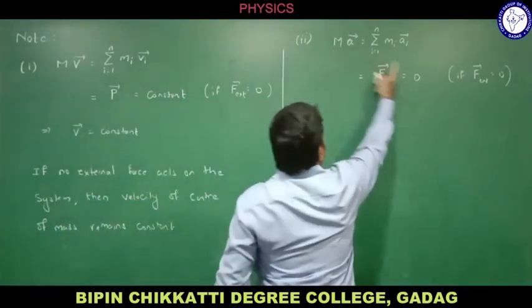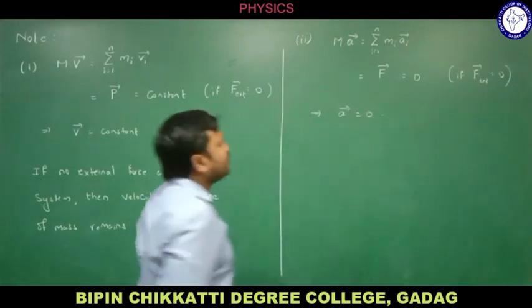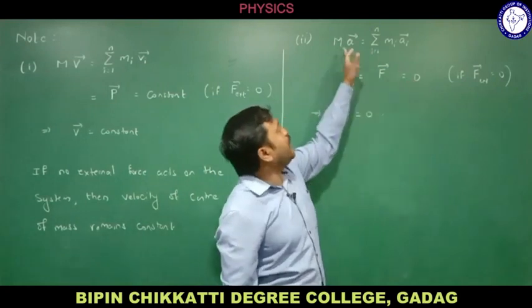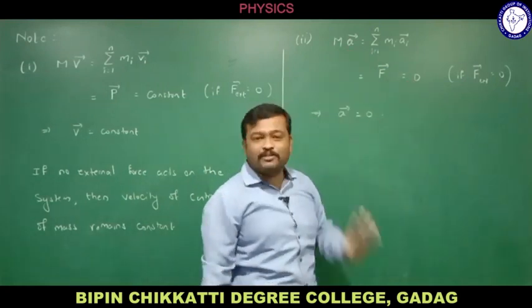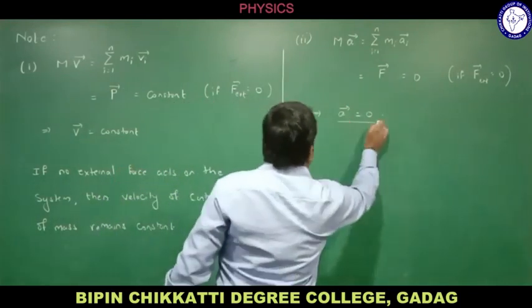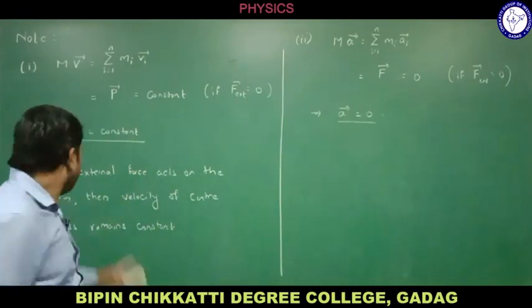So mass cannot be equal to 0. That implies acceleration will be 0, right? So do remember, m a vector equals 0. Mass cannot be equal to 0, so acceleration must be equal to 0, right? What does it say? Whatever, do remember, velocity is constant, acceleration is 0, right? Okay, let me write the same thing.